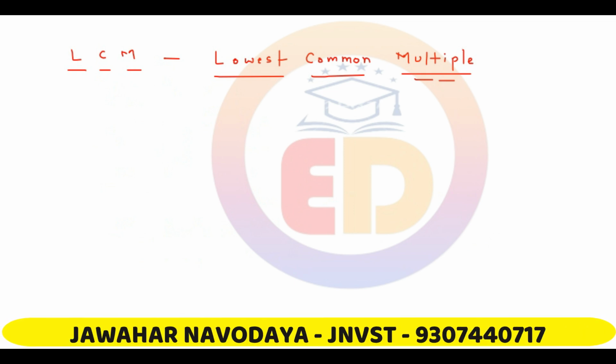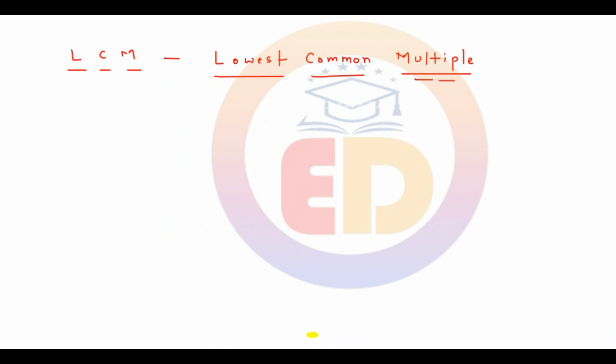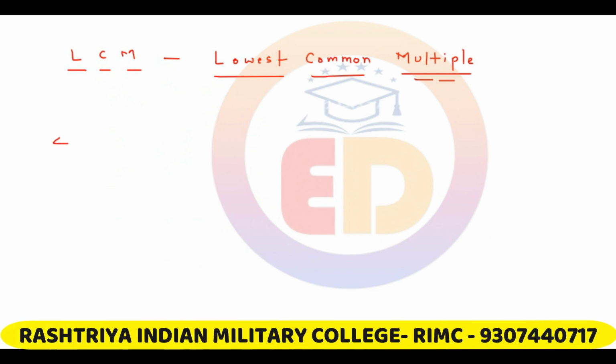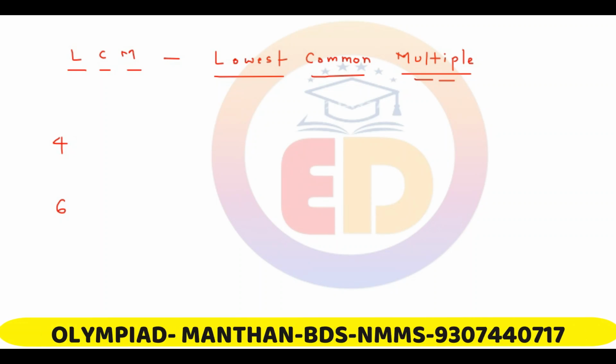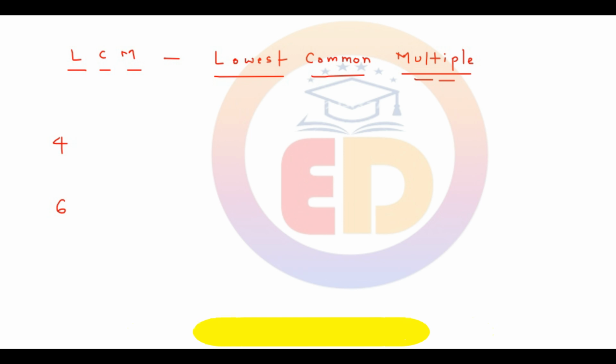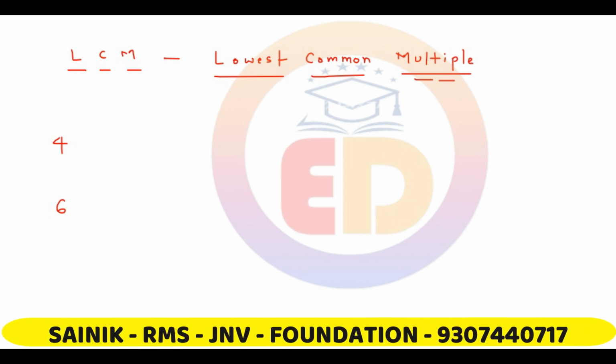To understand now the concept of LCM, let us take 2 examples. हम 2 नंबर्स लेते हैं, 4 and 6. We have taken 2 numbers 4 and 6 and we will see how to find their LCM. We will understand what is the concept of LCM using these 2 numbers.